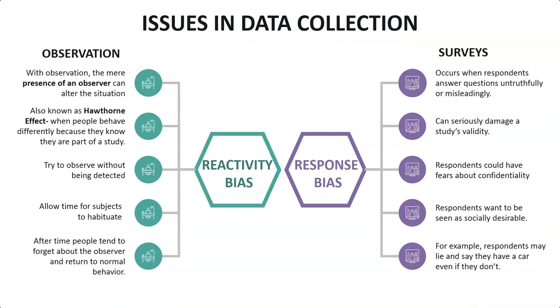Some issues do exist in data collection. In observation, we often deal with something called reactivity bias. So the mere presence of an observer can often alter the situation. This is something often referred to as the Hawthorne effect. That's when people behave differently because they know that they are part of a study.